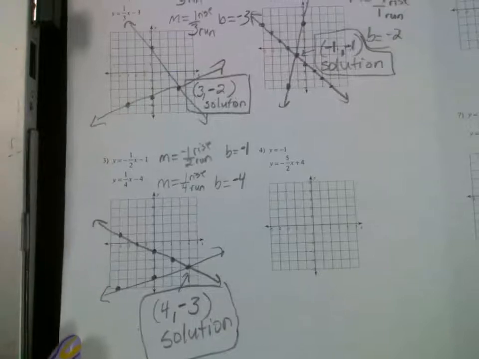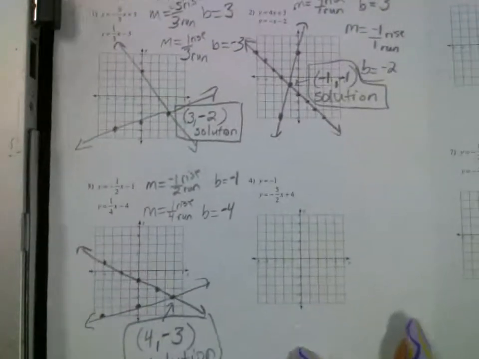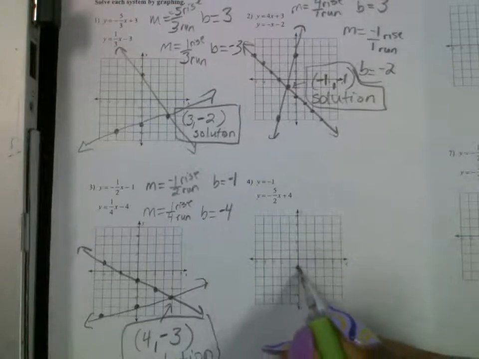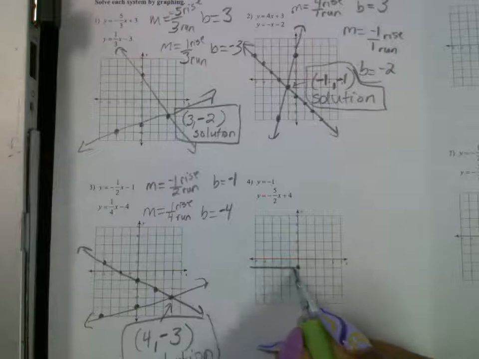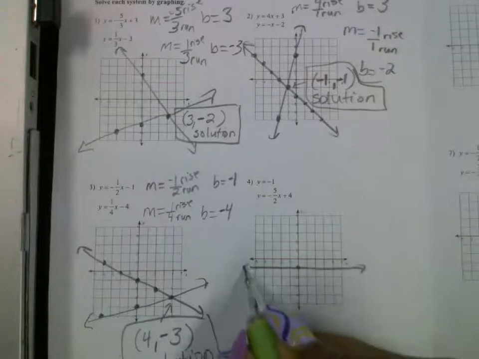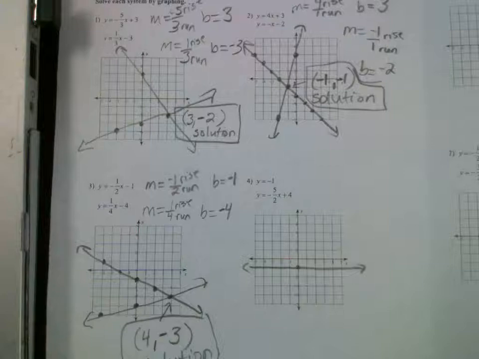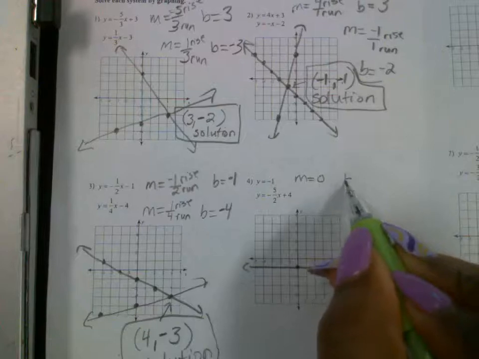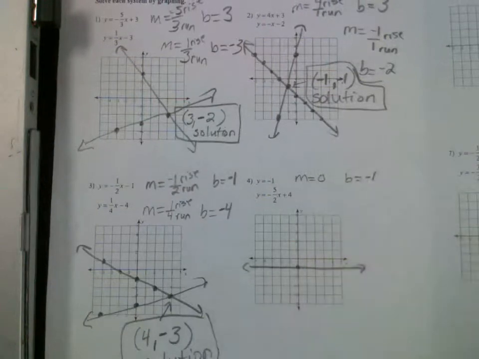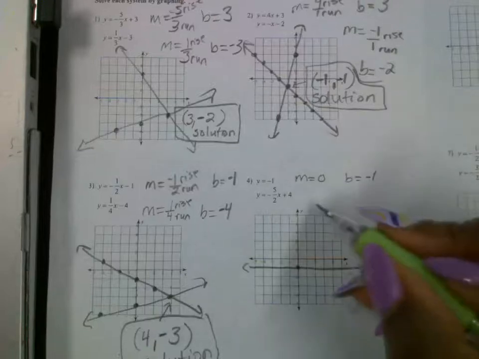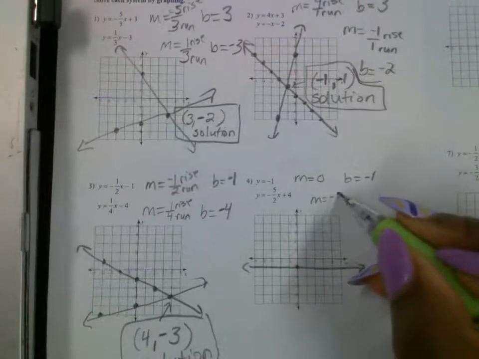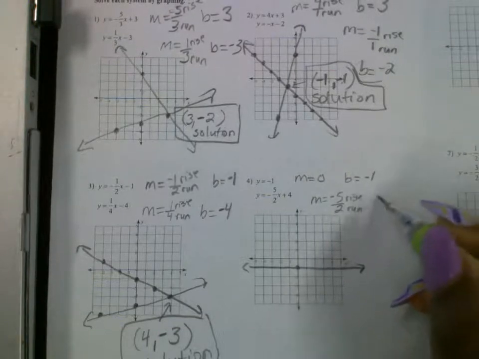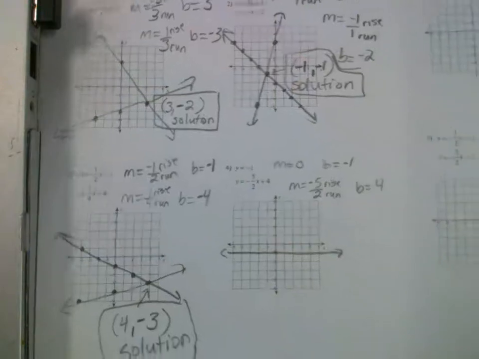All right, so let's look at this one. So when I graph this one, I find -1 on the y-axis. That's this right here. And I draw a line straight through it. It has 0 slope, so that's a flat line. Okay? Your M here is 0, and your y-intercept here is -1. The second one, your M here is -5/2. This is your rise. This is your run. Your B here is a +4.